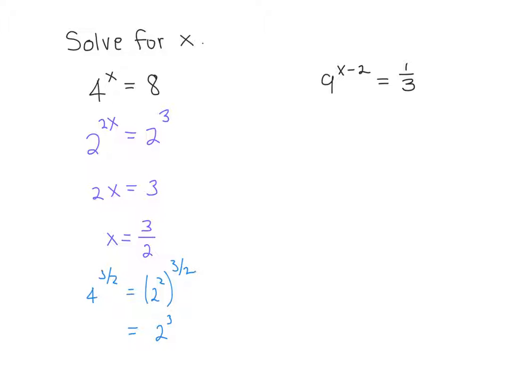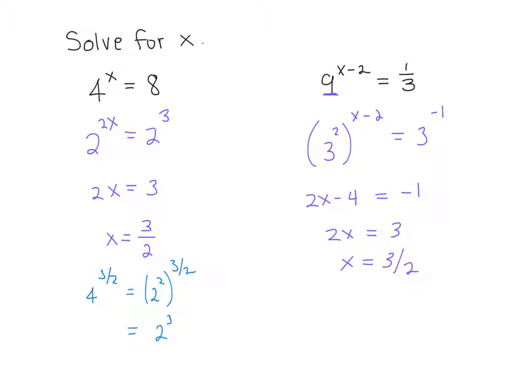Next question on the right side, 9 to the x minus 2 is equal to 1 over 3. So let's rewrite the 9 in terms of 3. So 3 to the second power is equal to 9, and x minus 2 is equal to 3 to the negative first power. So power to power, you multiply. 2x minus 4 must be equal to negative 1. We have 2x is equal to 3. x must be equal to 3 over 2.